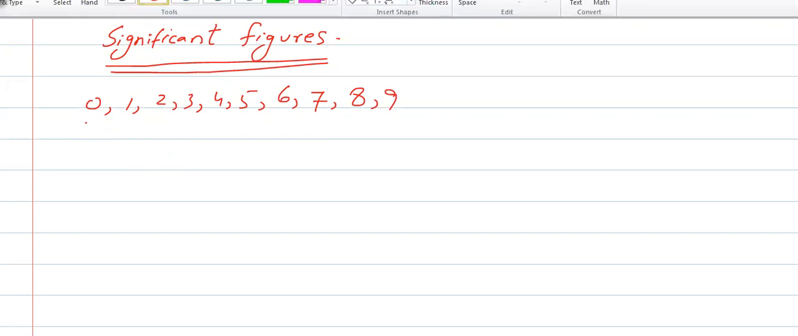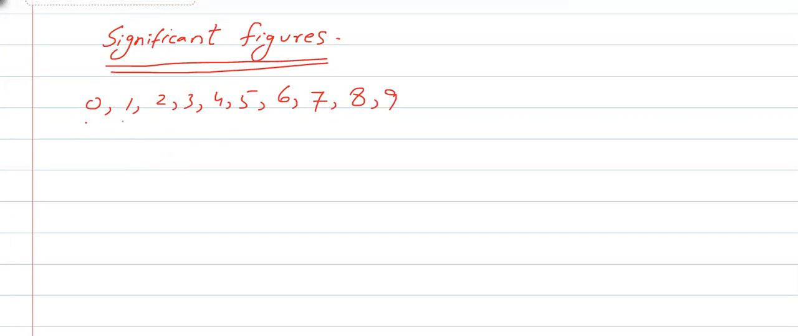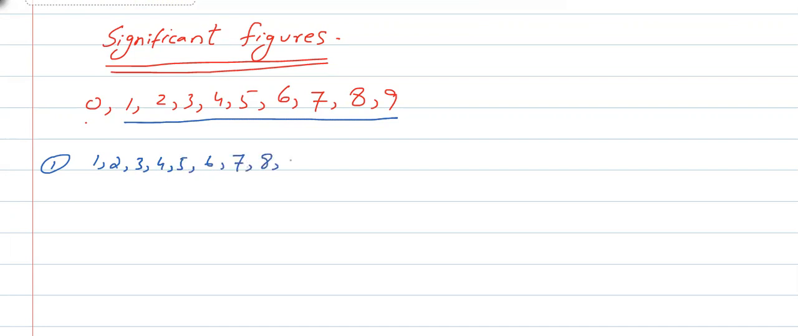Now, the first thing that you have to remember is that out of these 10 digits, these 9 digits are always significant. Wherever you see them, you will say these are significant. So rule number one about the significant figures that you have to remember is that 1, 2, 3, 4, 5, 6, 7, 8, and 9 are always significant. Wherever you see them, they will be significant.